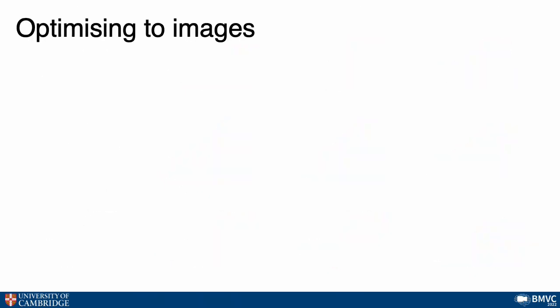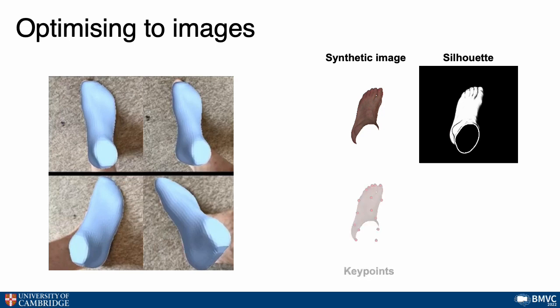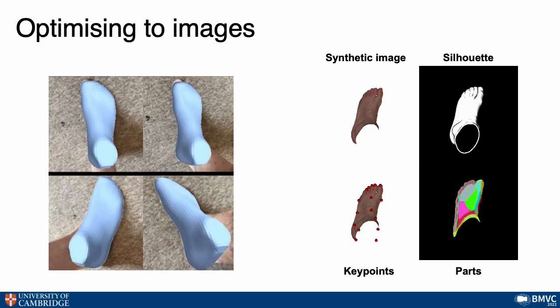A common use case for generative models is fitting them to real images. Optimization-based approaches often use image silhouettes and key points. We find that silhouettes do not provide sufficient information about the geometry of an object, especially for few view settings, and key points are too sparse for optimizing a model's surface. As a result, we introduce with our FIND model a new optimization loss based on foot parts, which is learned in an unsupervised manner.